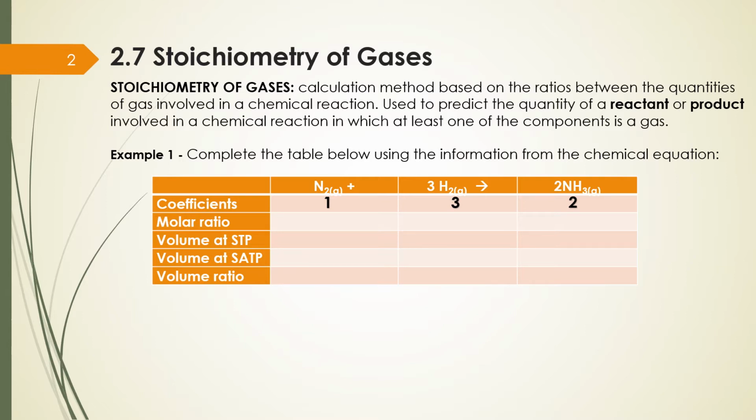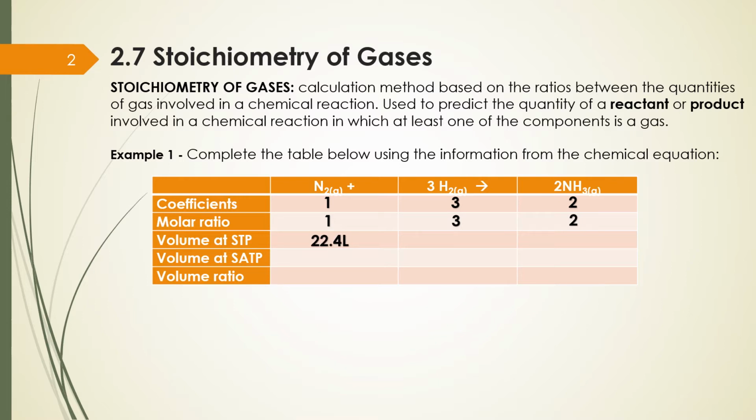Based on this ratio, these coefficients, we can predict the molar ratio. What's the molar ratio? It's the quantity of moles in this proportion. So if you have 1 mole of N2, how many moles of H2 do I need? 3. And how many moles of NH3 are going to be formed? 2. Okay? So we can use that to make any calculation: volume, mass, and anything.